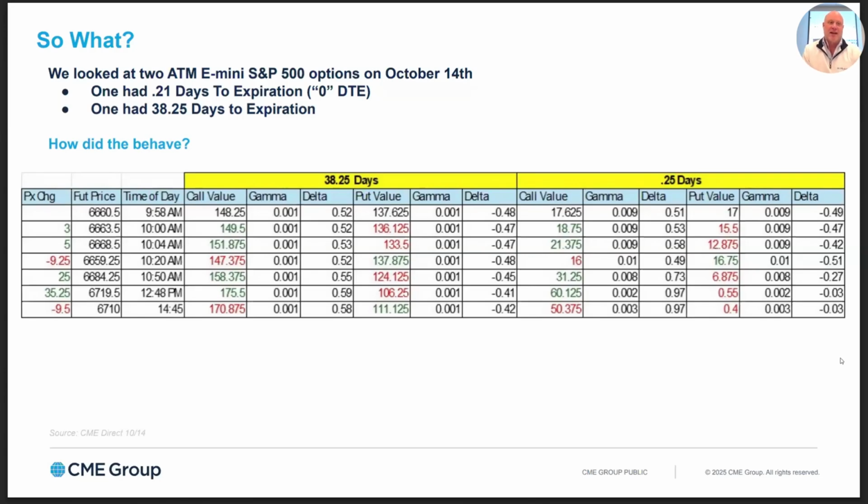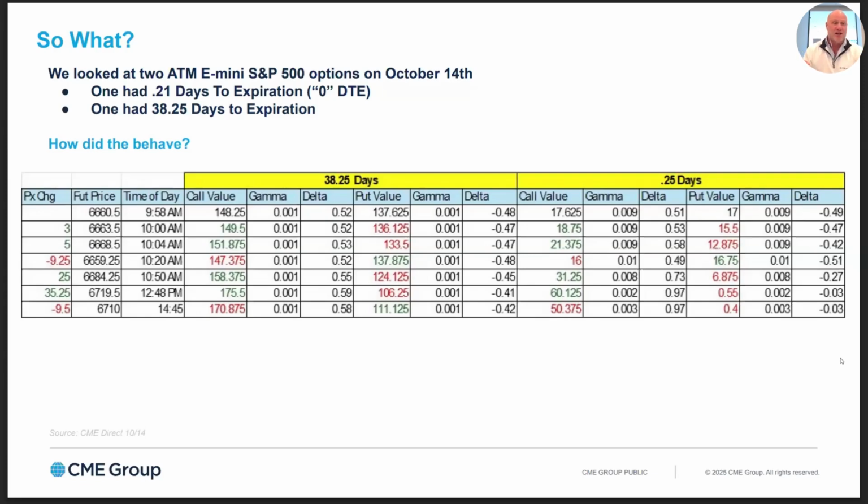Two minutes after I started looking at them, the futures price had moved up by 3 points. What happened to the 38-day option that had a gamma of 0.001, a very small gamma value? The delta actually didn't even move. The price of the option went up just fractionally. On the shorter dated option, the delta moved up by 2. Not a lot, but the delta actually did move on that option, and the call value went up by a lot more in percent terms, even on a 3-point move.